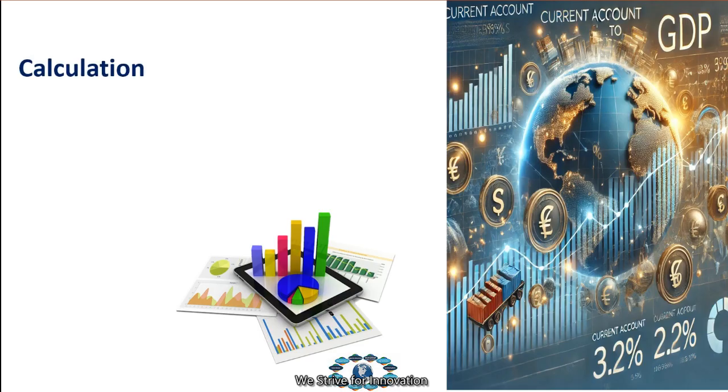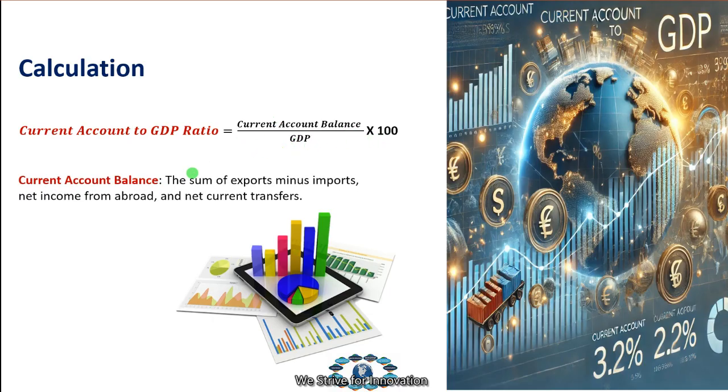So let's see how it is calculated, or what is involved in the calculation. It's very simple. The current account to GDP ratio is the current account balance divided by the GDP, which is the gross domestic product, multiplied by 100. What is the current account balance? It is the sum of exports minus imports, net income from abroad and net current transfers.